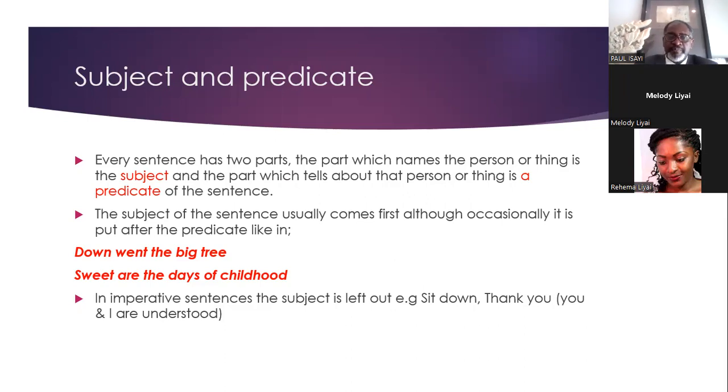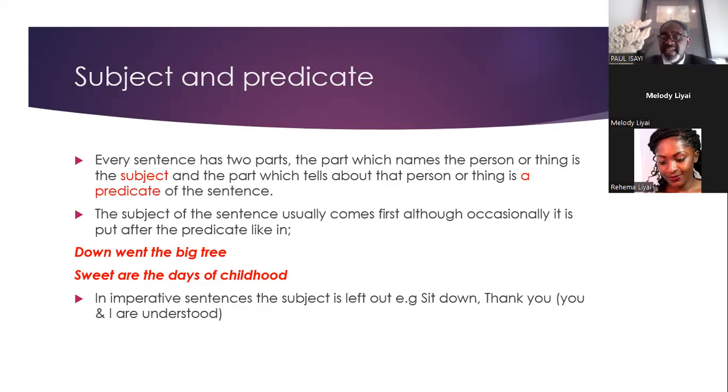Now, if you look at those two sentences we've talked about there, the predicate begins. But we have some sentences where you cannot see the subject. These sentences are imperative sentences, commands. They may not have the subject. For example, if I say, sit down, what is the verb? Sit. There is no subject in that sentence.